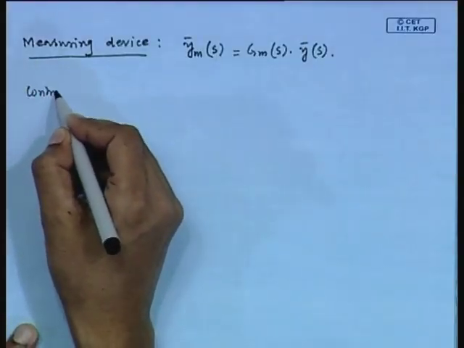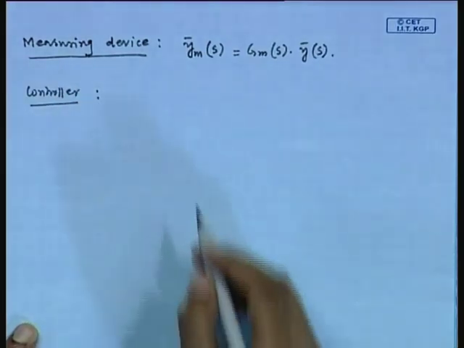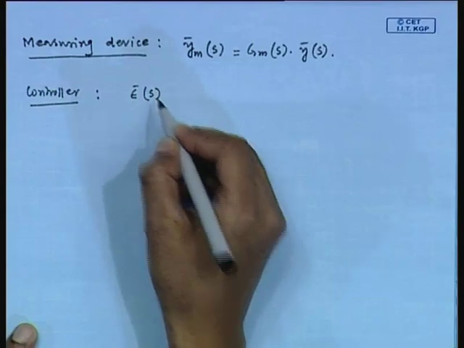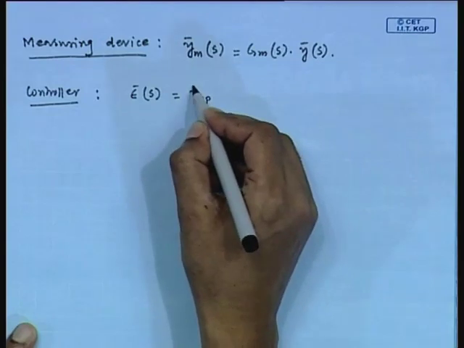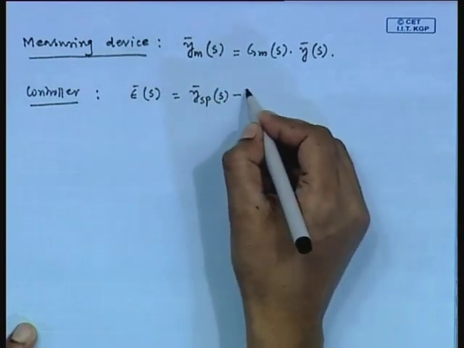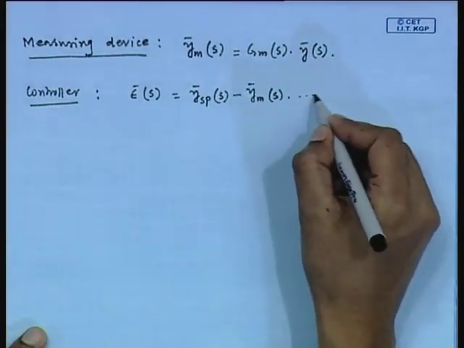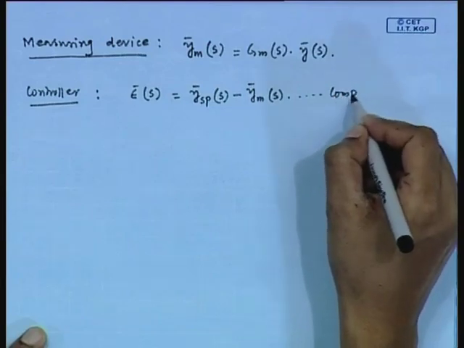Next element is the controller. The input signal to the controller, epsilon bar, equals y set point bar s minus y m bar s. Input signal to the controller epsilon equals y set point minus y m. This is representing the comparator.